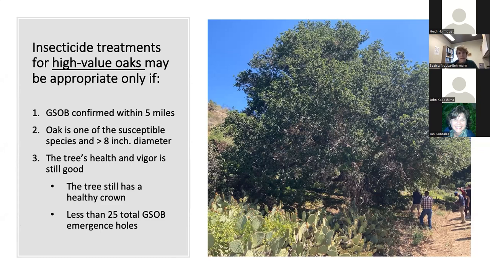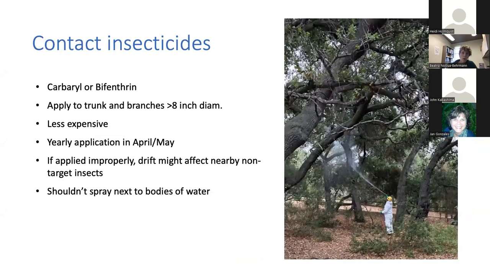And then if they're bigger than 8-inch diameter, GSOB don't tend to attack trees that are smaller than that. And we have to have a tree that is healthy and vigorous, so it has to have a healthy crown, and it doesn't have to be an amplifier tree. If it has more than 25 or maybe 30 exit holes, then that tree should be removed and not treated. For options, we have contact insecticides.